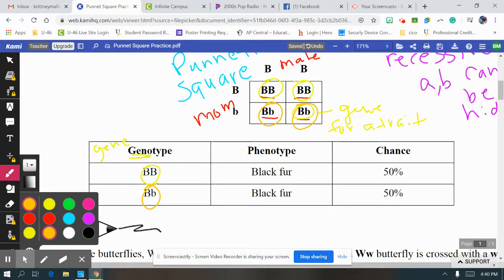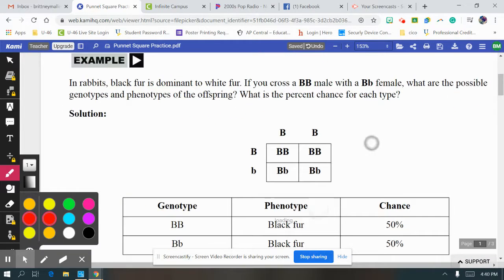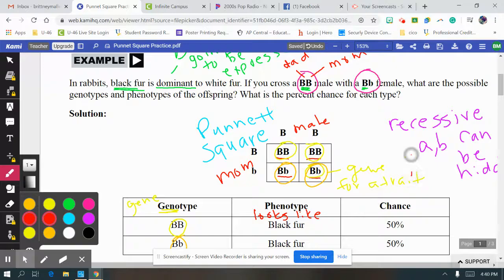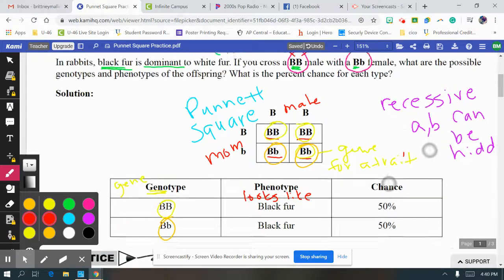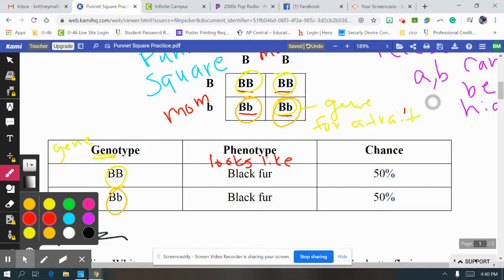The phenotype is what it looks like. And you're usually going to have to go back and reference that reading up at the top. It says black fur is dominant to white fur. So in both of these cases, we have capital B lowercase b, and we have capital B capital B. Both of those rabbits are going to have black fur because they have at least one copy of that dominant gene.